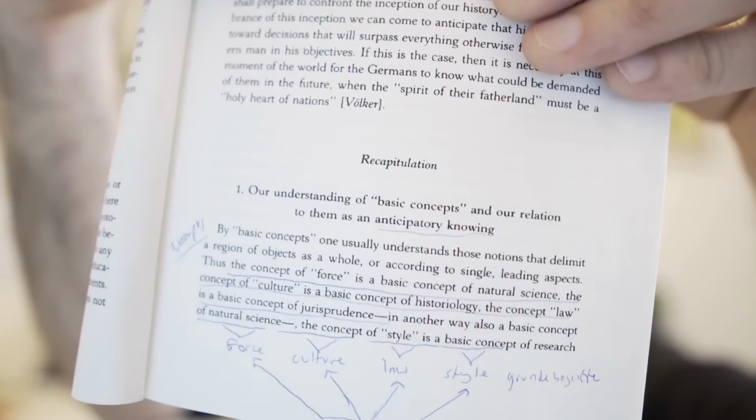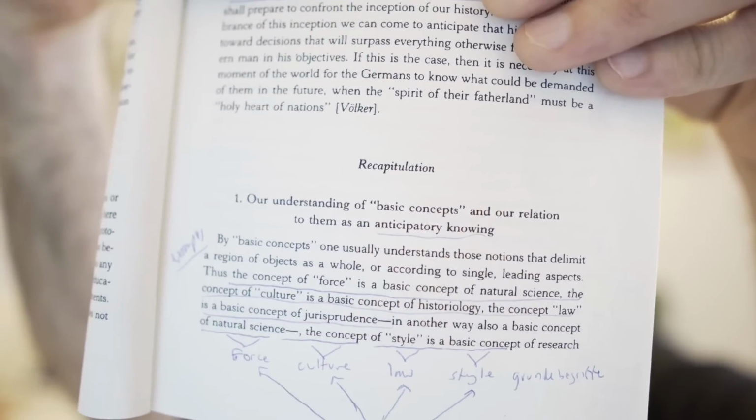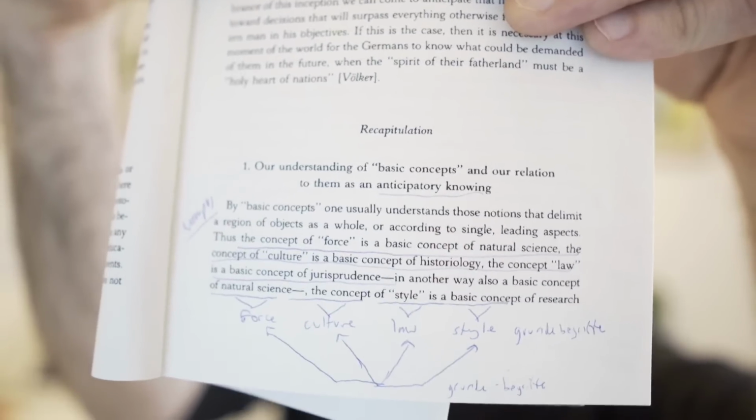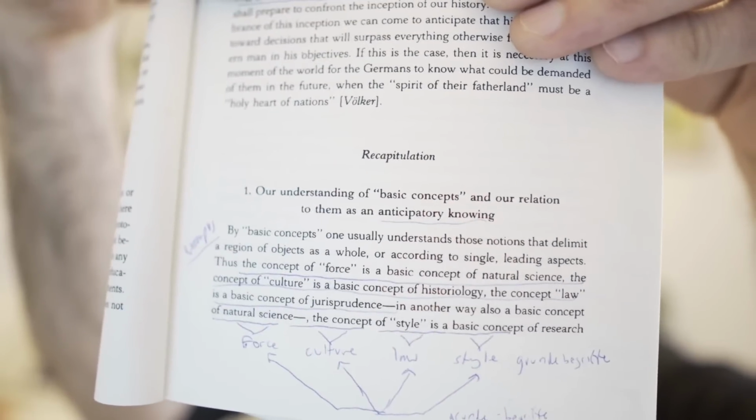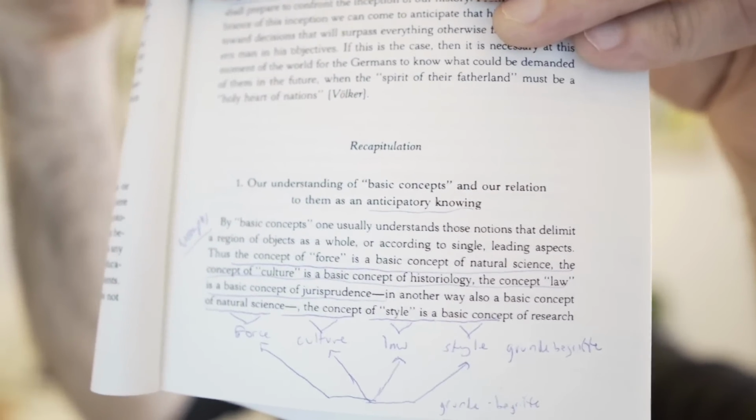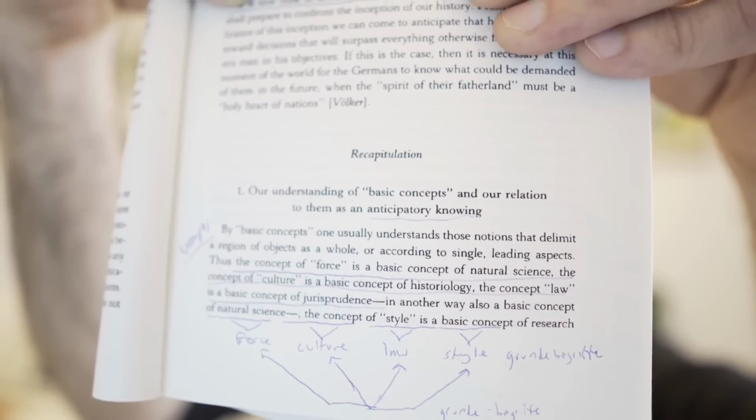Recapitulation. See that? Recapitulation. Oh, how do I get that? Our understanding of basic concepts and our relation to them as anticipatory knowing. I'll explain that. By basic concepts, one usually understands those notions that delimit a region of objects as a whole, or according to single leading aspects.